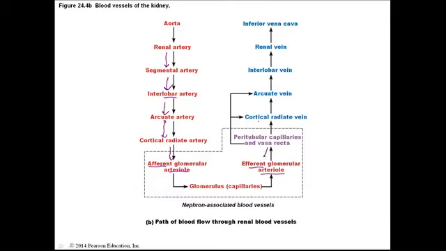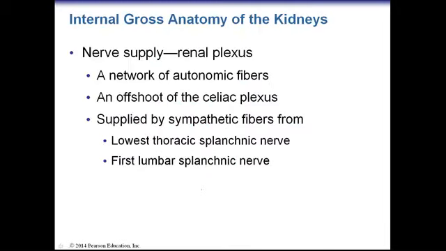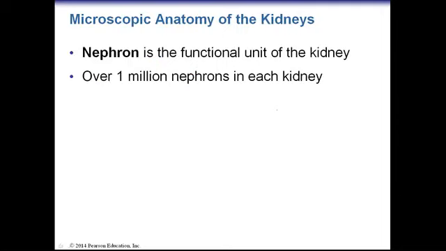Okay, cortical radiates, and that's going to go into the glomerular complex. The nerve supply is the renal plexus, and these are all autonomic, and you don't need to know where they come from. You just need to know, where are we? Sorry. These are autonomic, celiac and splanchnic, as you've heard before.